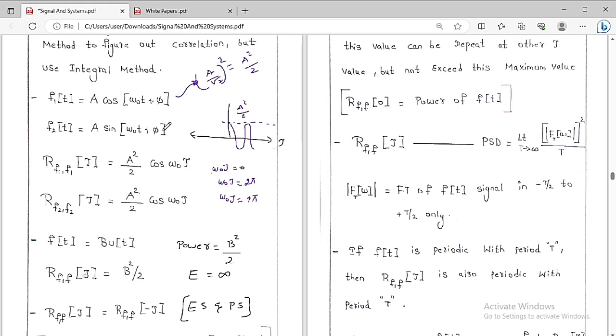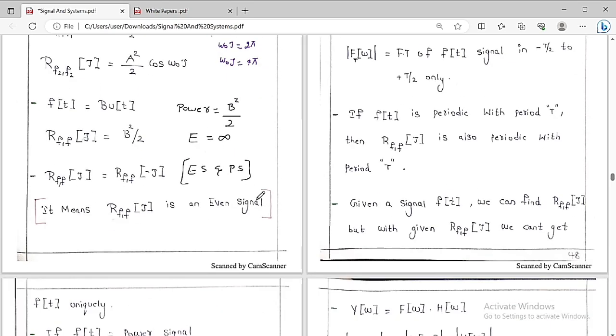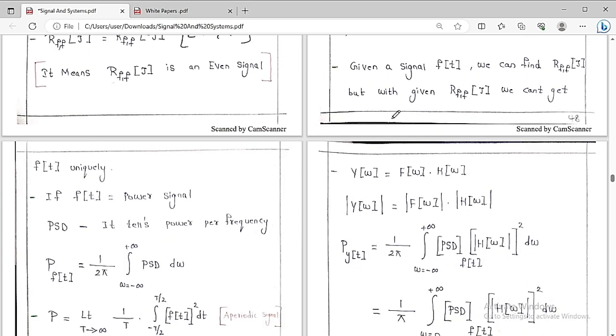You can see clearly here, this is a function, a periodic signal which has a period of T. This is also a periodic signal which has a time period of T, because the frequency is the same in both cases. Now the next point is, given a signal f of t, we can find the autocorrelation of the function f. But with the given autocorrelation, we can't get the f of t uniquely. This is what I'm trying to tell you.